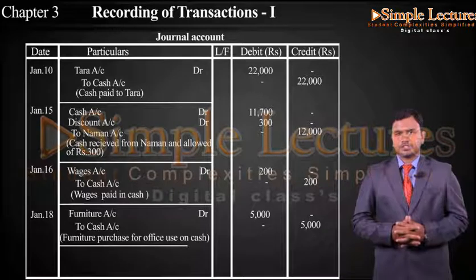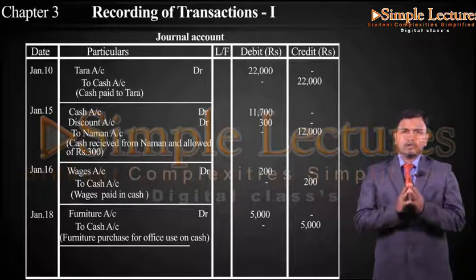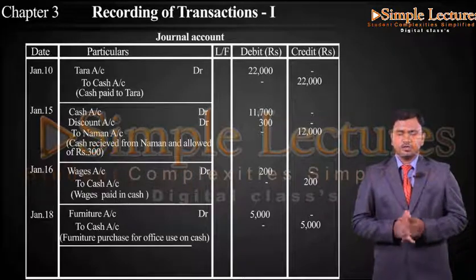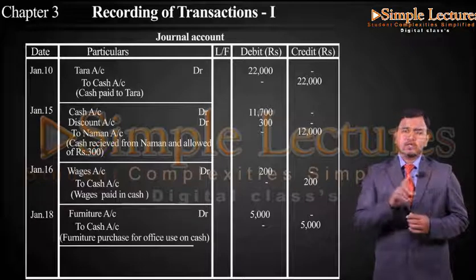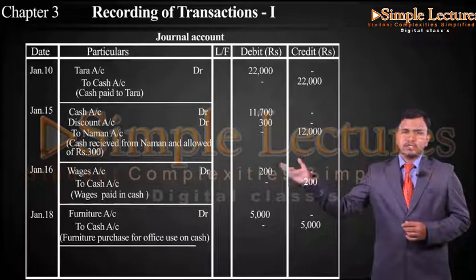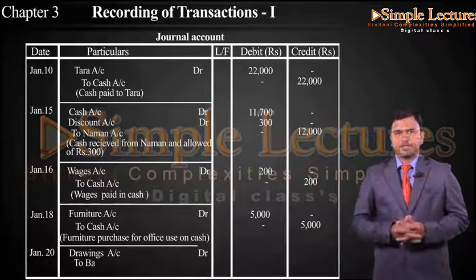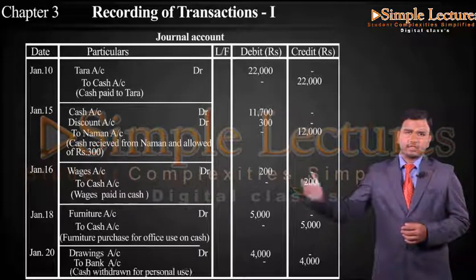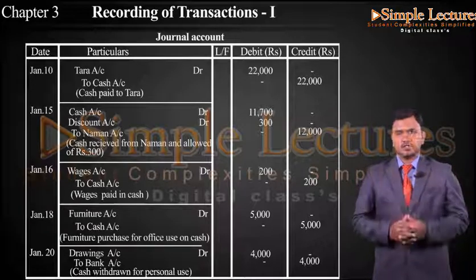Let us take the next transaction which we have on Jan 20th: withdrawn from bank for personal use, 4,000. So here drawings were made, and it is for personal use. Again, the drawings were made from the bank. Let us take the journal entry for this. Jan 20th, drawings account debtor to bank account, 4,000 debit and 4,000 credit. Narration: being cash withdrawn from bank for personal use.